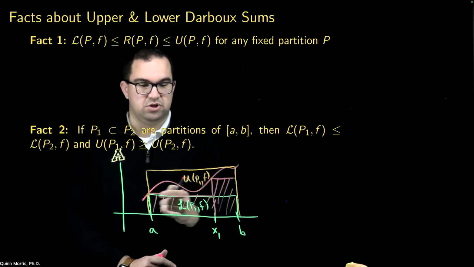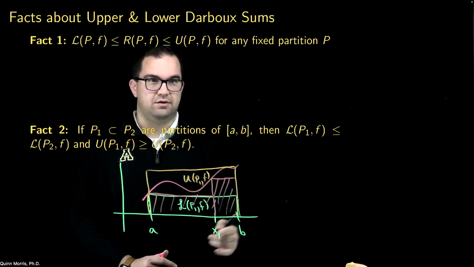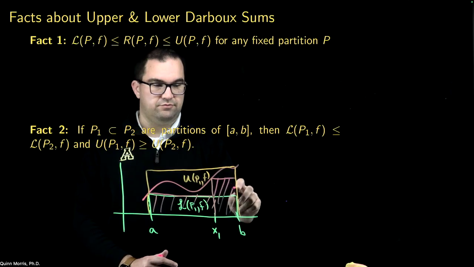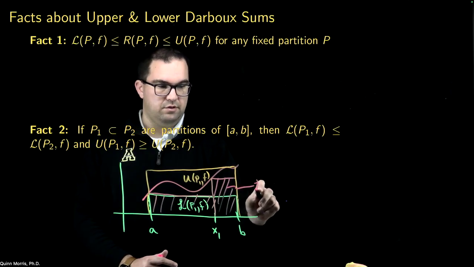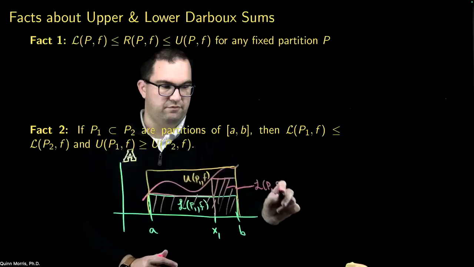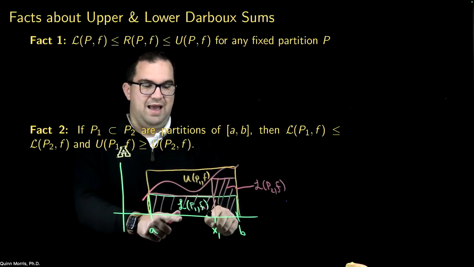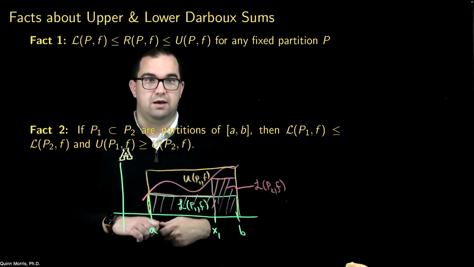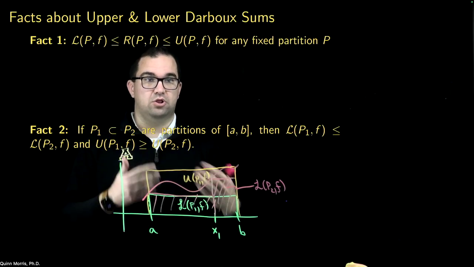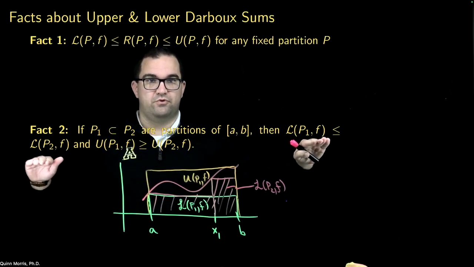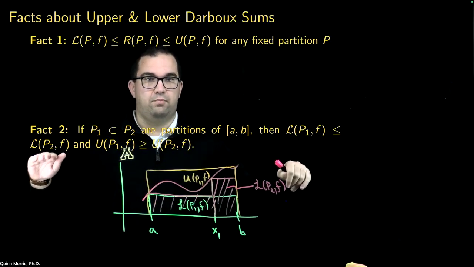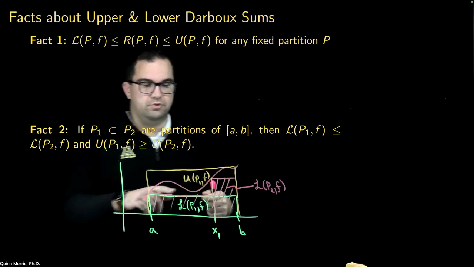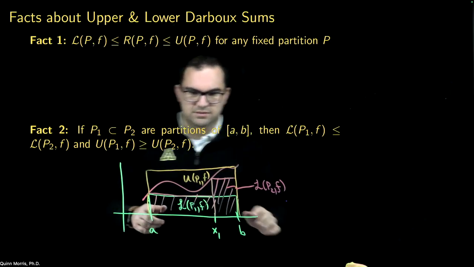Notice that the red area is larger than the area in green, which was the lower Darboux sum for P1F. So the red is the lower Darboux sum of P2F, and having added an extra point into my partition, the lower Darboux sum on the refinement is actually larger. That's what this first piece is saying: if you add more points into your partition, you make the lower sum larger.